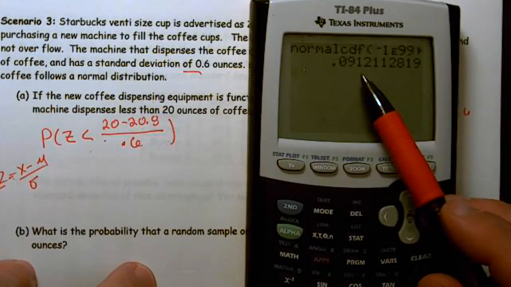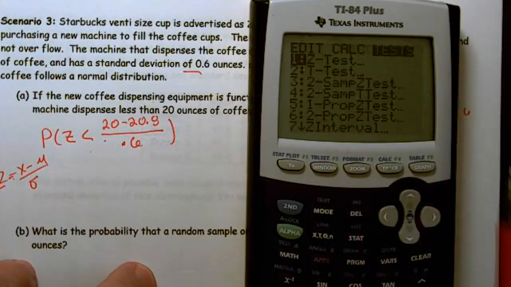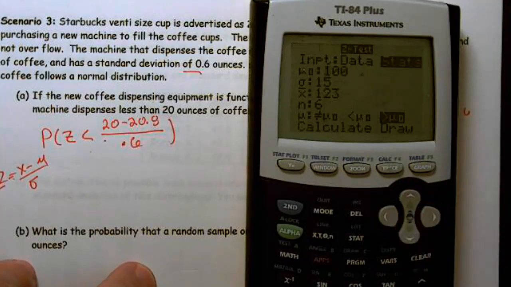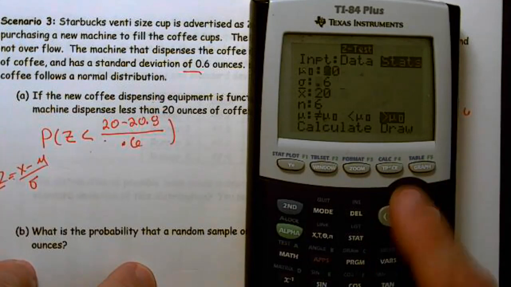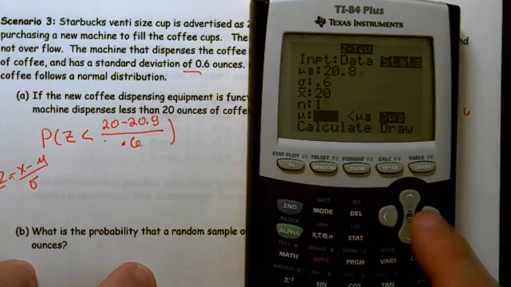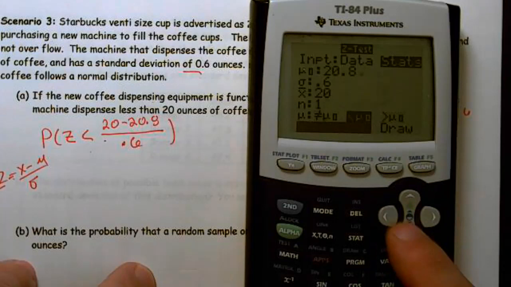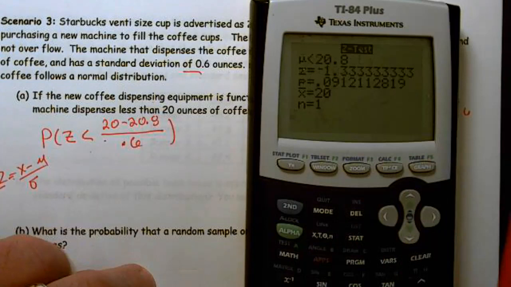So probably what would be better is for me to go STAT TESTS, Z-Test, and set a mean of 20, standard deviation of 0.6. X bar in this case would be 20.8. I mean, it is 20. I said that wrong. Our mean is 20.8. Our standard deviation is 0.6. Our X is 20. Our sample size is a single cup. We want to make sure less than is highlighted. Calculate that. We get our Z score, which is really important to have.